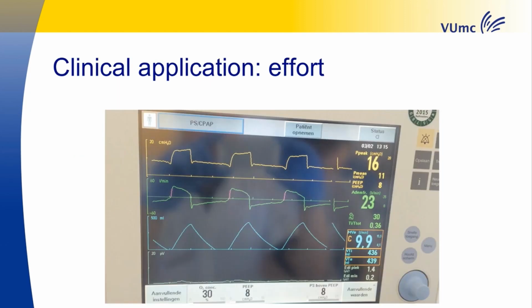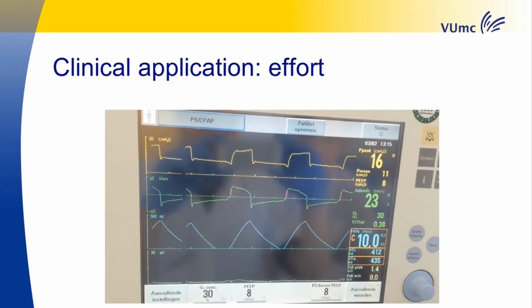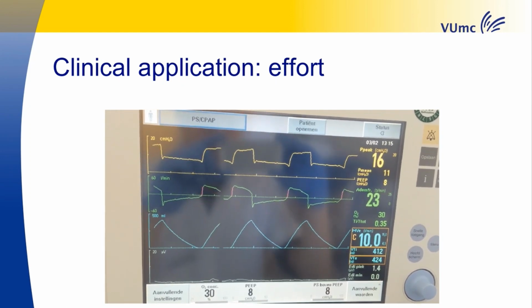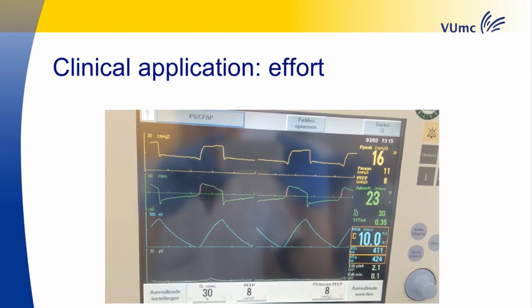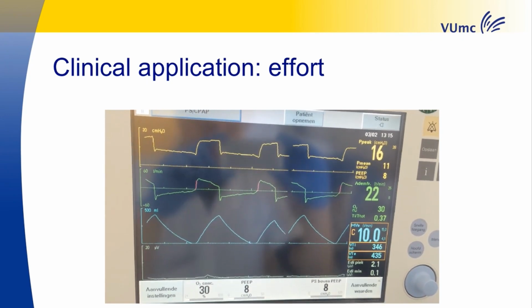But we don't have to make it so complicated. I think this is a fantastic example. Look at this. This is a patient, and you understand all now, with COPD. There's an expiratory flow limitation, 30% of oxygen, 8 of PEEP, and 8 of pressure support. And look right here. If you look at the electrical activity of the diaphragm, there is no activity. The diaphragm is completely inactive.